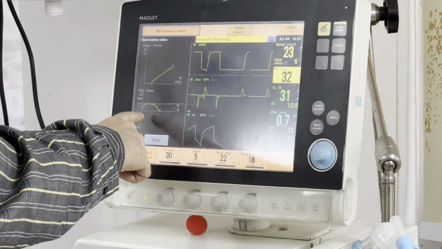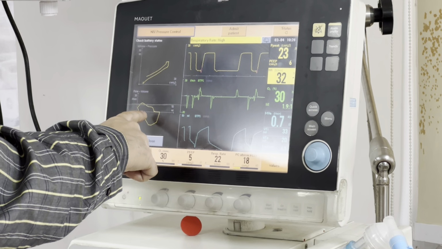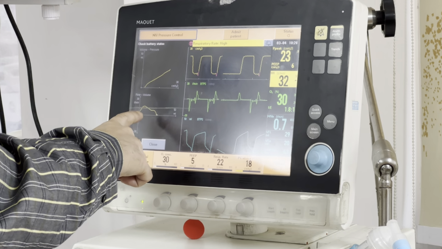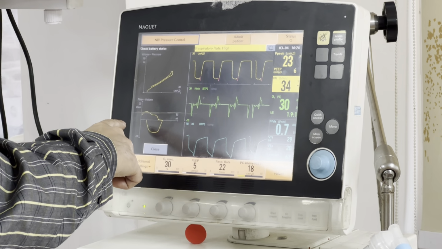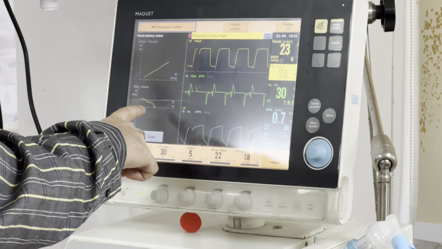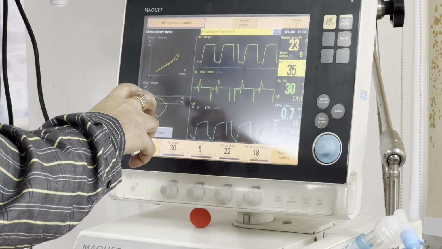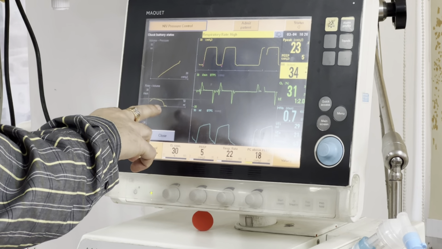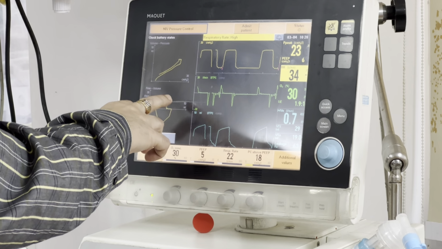If the expiratory phase terminates early, there may be some problem. If it terminates later, there may be some problem. It should ideally end at the ideal point of time. So this is the flow volume loop.